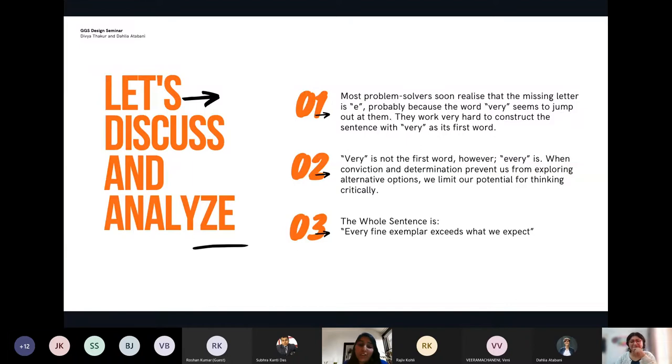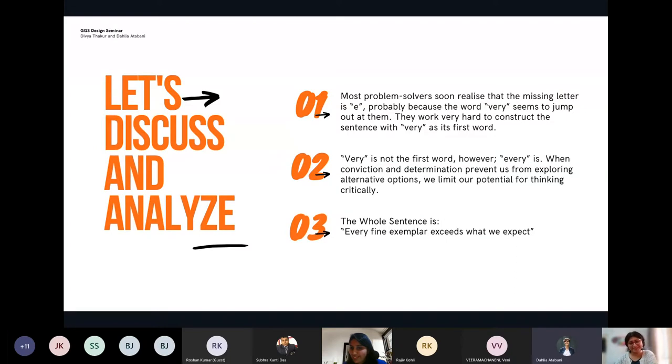So here, though you have given the correct answers like fine, exemplar, needs, what we expect, all of them are correct. But the first word that is coming here is every. So that is the only concept that we want to discuss with you, that conviction and determination prevent us from exploring alternative options. Exactly. And well-developed critical and creative thinking skills actually help us, and of course our students, to get out of that loop of this stubborn even conviction and determination.